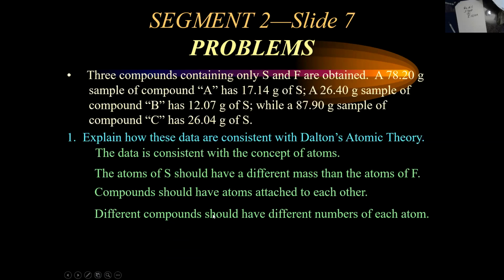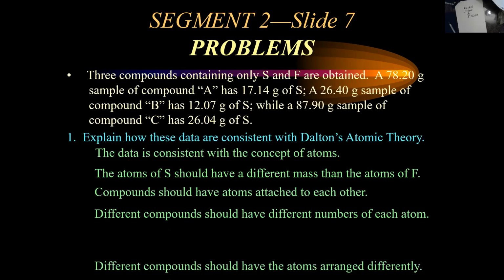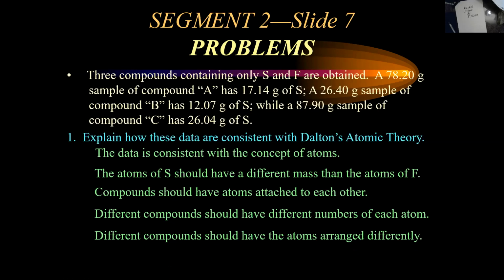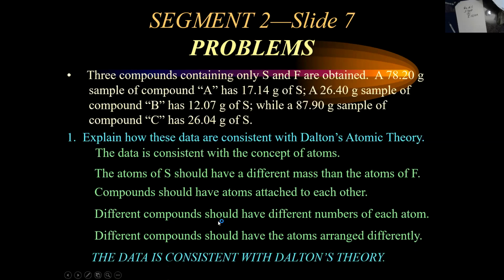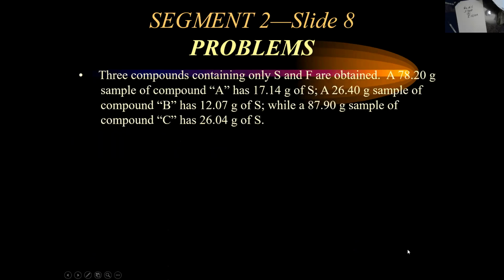Now, they should have different numbers of each atom. We're going to show that in just a moment. And different compounds should be arranged differently. And we can show that, and probably will, I think, in one of the examples. Okay, so all this data is consistent with the ideas of John Dalton when he formulated his atomic theory.